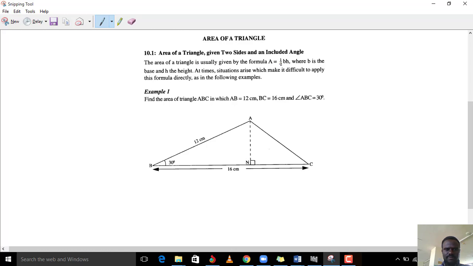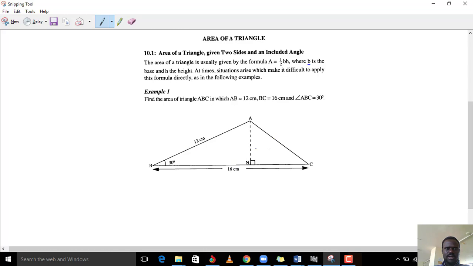Let's go through this particular statement: the area of a triangle is usually given by the formula a half base times height, where b is the base in this expression and h is the height. Now there are some situations which may arise and make it difficult to apply this formula, such as in this example 1 that we have presented here.